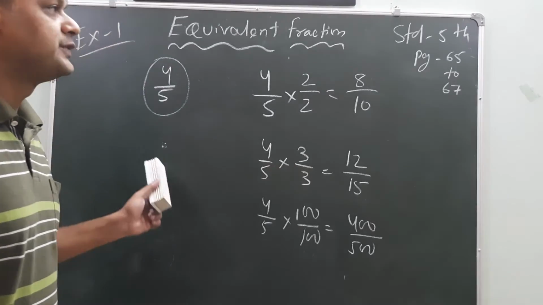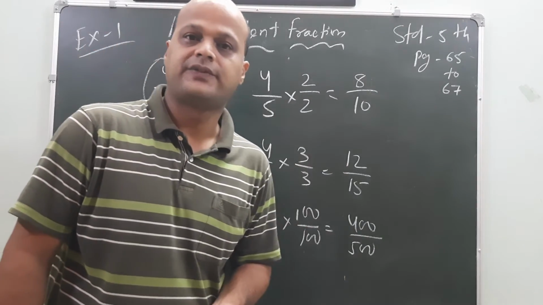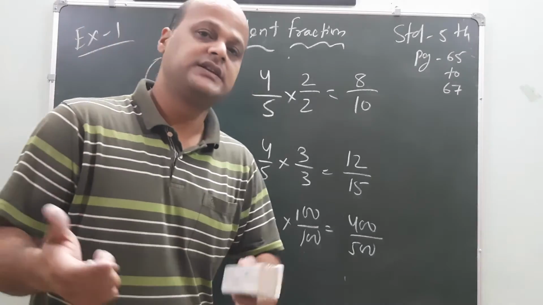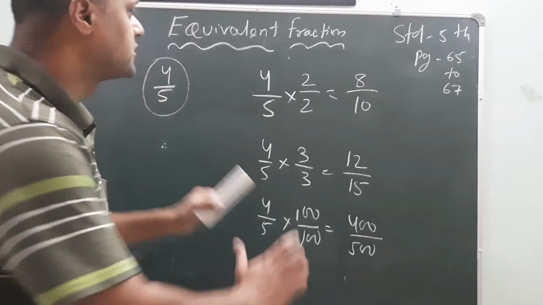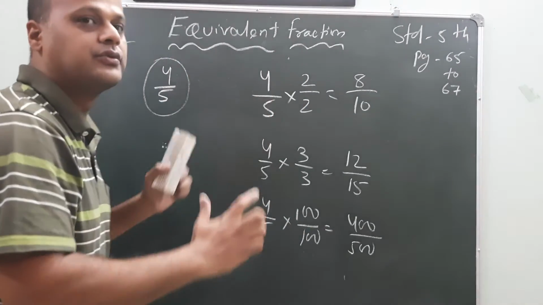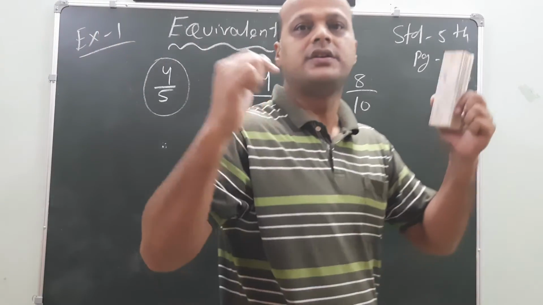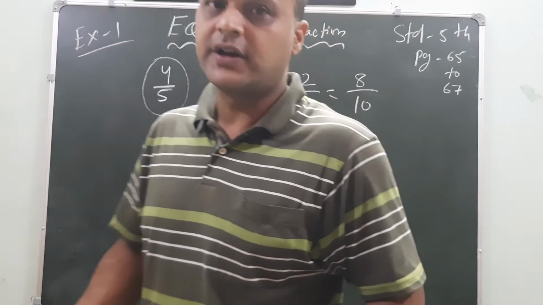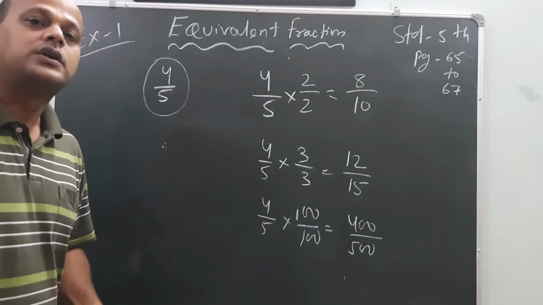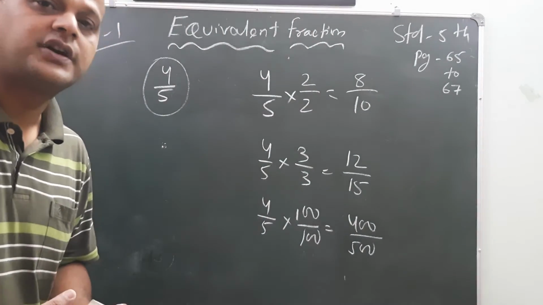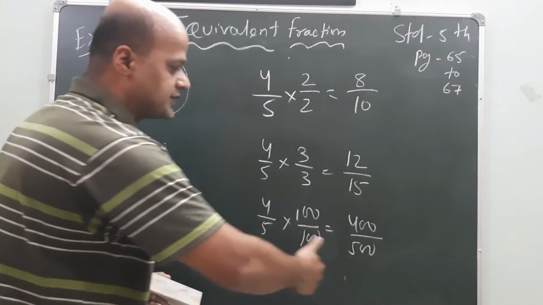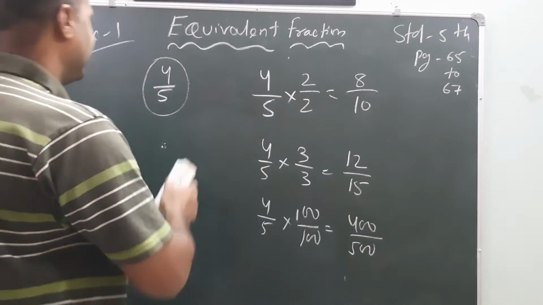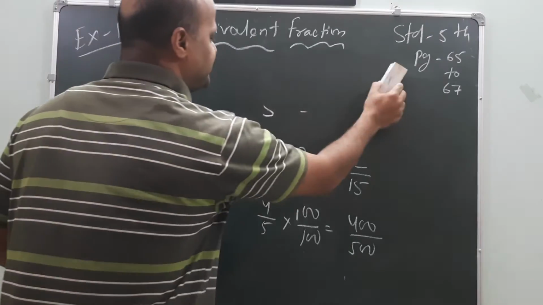This method is present on your page number 65 to 67. And in various books, it is on different pages. Don't get confused. Just remember the funda: how I have to convert a particular fraction into an equivalent fraction, and how the number of equivalent fractions is found in this process. Understood, my dear friends? Yes, very good. You are so intelligent.